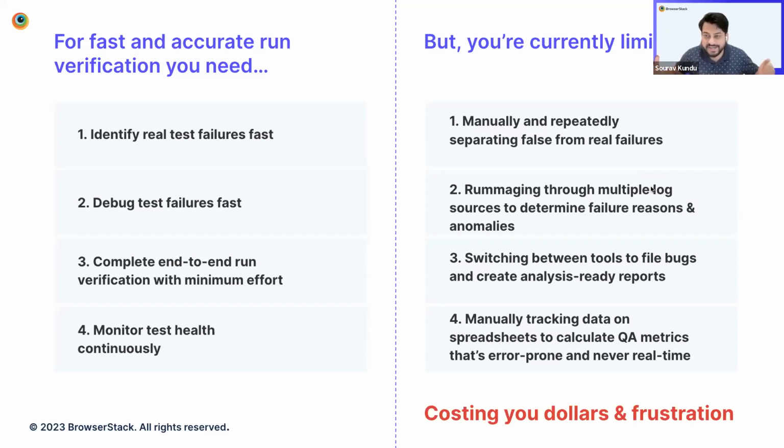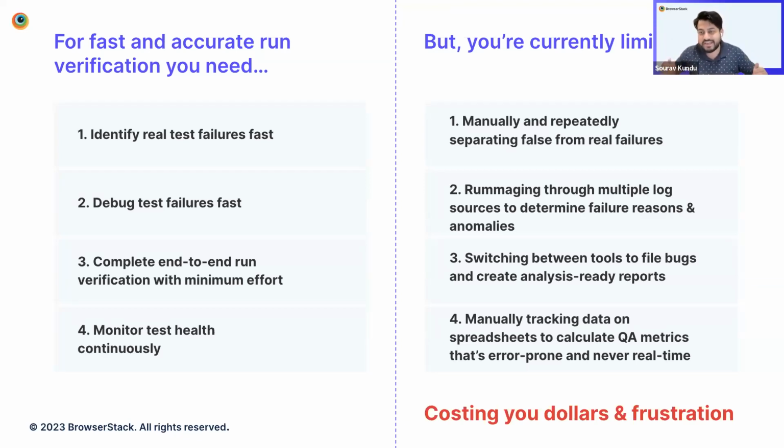And then you have to do RCA. Why did the bug slip through? Why did production go down? We have all been there. So what's really causing the problem are the things on the right. Manually and repeatedly separating faults from real failures, going to different systems, getting logs from Jenkins and different sources to understand why it actually failed, rerunning the test locally on your laptop, going and inspecting the browser. Is it a real failure? Why is it failing?